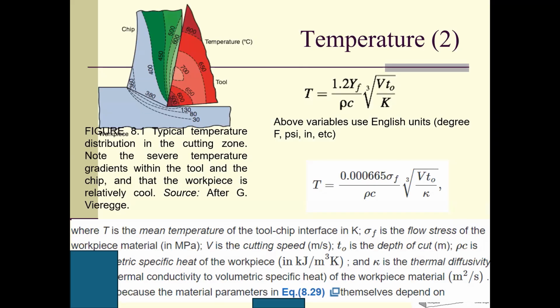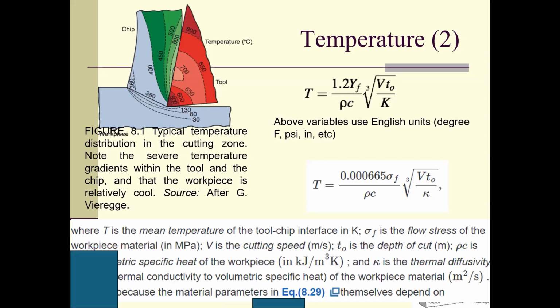We can see here this temperature is very, very high. This temperature is high, 700. It's the highest one because the heat will go into the chip, and then the chip and the tool will have friction, so we will have more heat. So we have these two equations. Okay, don't panic. Both equations are correct.